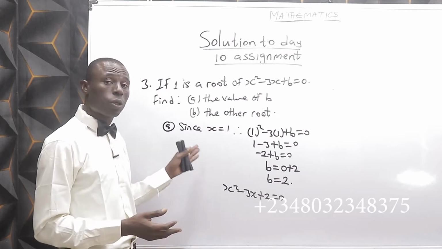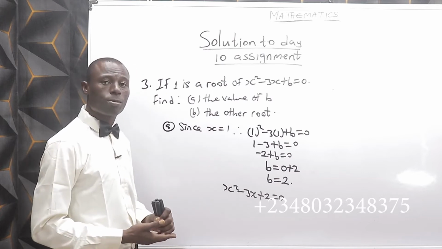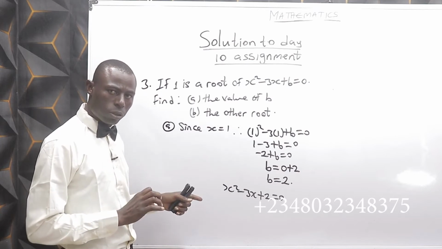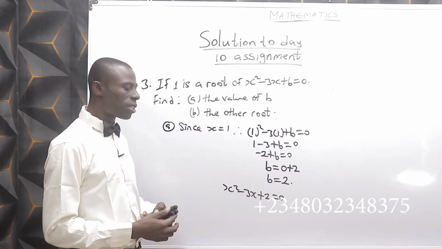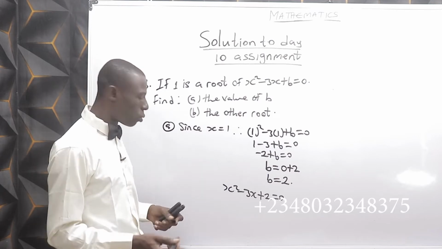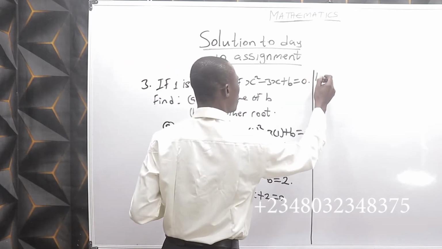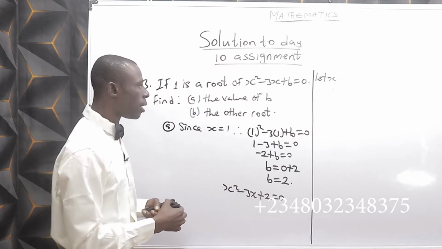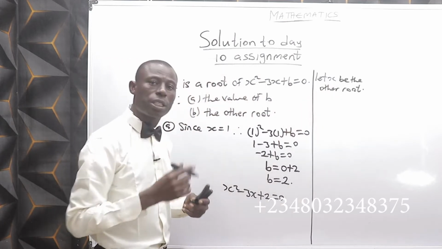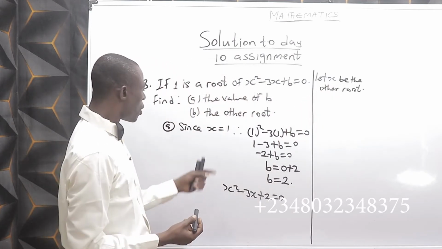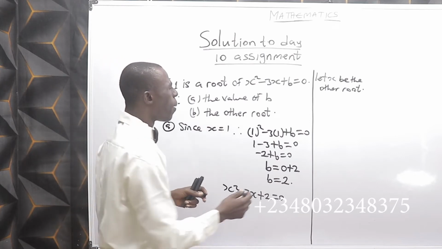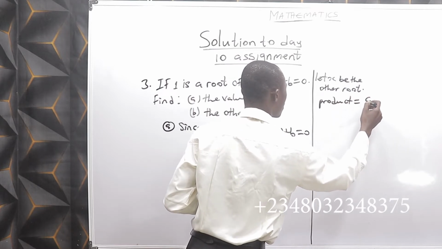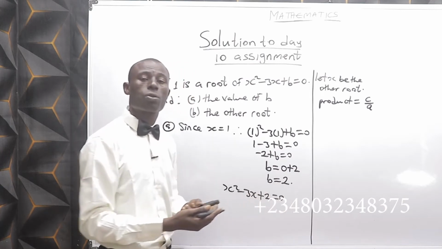That is it. But there are easier ways to find that. Number 1, you can use the sum of the roots method to find the other root. And also you can use the product of the roots method. Let me use the product of the roots method. I will just write, let x, always use the variable that has been used in the equation, be the other root. So if that is the case, you now want to use product. Product is equal to c over a. That is product of the roots.